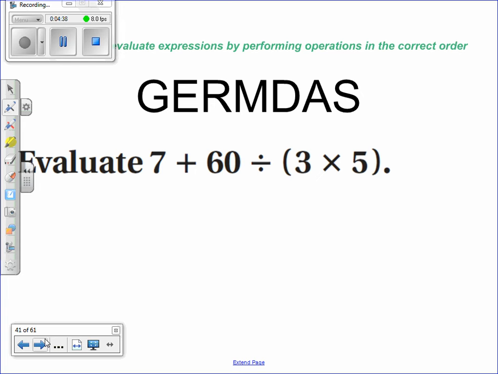All right, moving on. Another problem. I wrote GERMDAS down at the top. So first I look for groups. Are there groups? Yes, there is. So in my group, I evaluate that. 3 times 5 is 15.